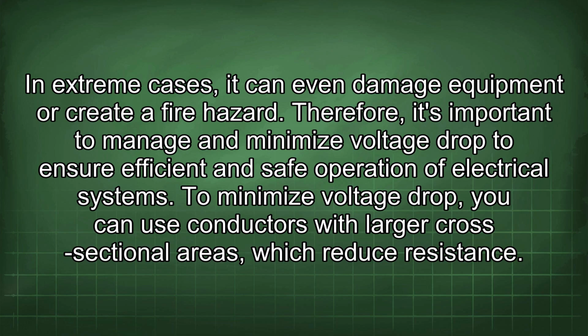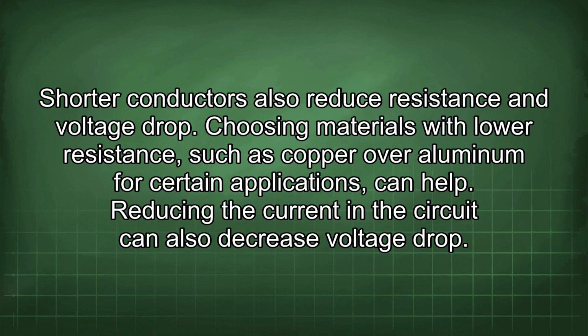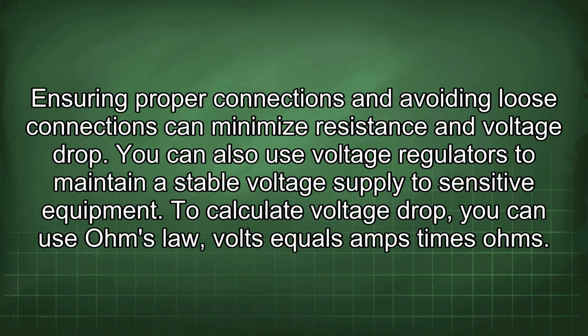To minimize voltage drop, you can use conductors with larger cross-sectional areas, which reduce resistance. Shorter conductors also reduce resistance and voltage drop. Choosing materials with lower resistance, such as copper over aluminum for certain applications, can help. Reducing the current in the circuit can also decrease voltage drop. Ensuring proper connections and avoiding loose connections can minimize resistance and voltage drop. You can also use voltage regulators to maintain a stable voltage supply to sensitive equipment.